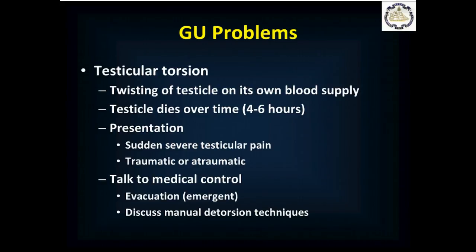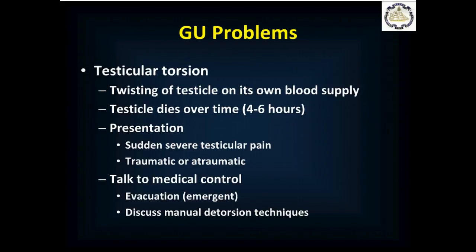And the presentation is sudden severe testicular pain either after trauma, or sometimes it can happen without trauma. In younger individuals, being very active, exercising can do this. And the pain may go away and come back as the testicle twists and untwists on its own. That's called torsing and detorsing.